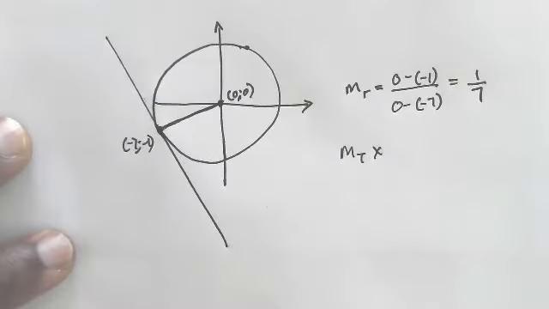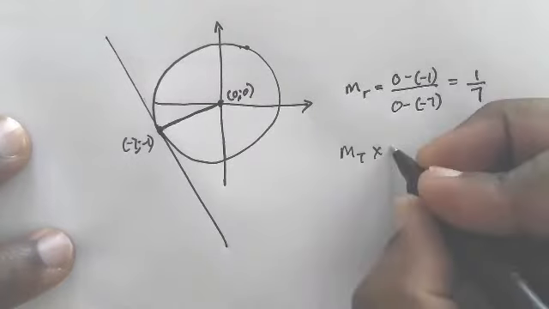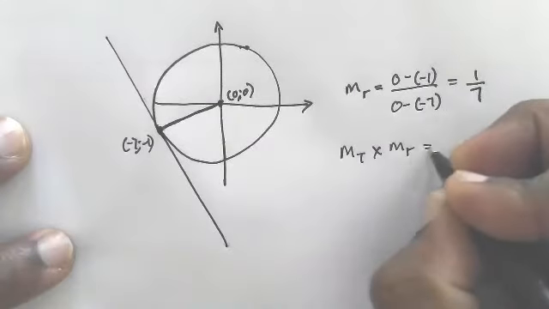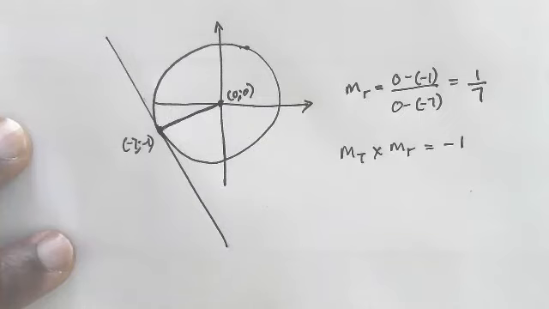Because remember, if I take the gradient of the tangent multiplied by the gradient of the radius, my answer must be negative 1. Why? Because the tangent is perpendicular to the radius. You don't have to give a reason, because this is not Euclidean. Euclidean is the one where you have to give reasons. This one, you don't have to.